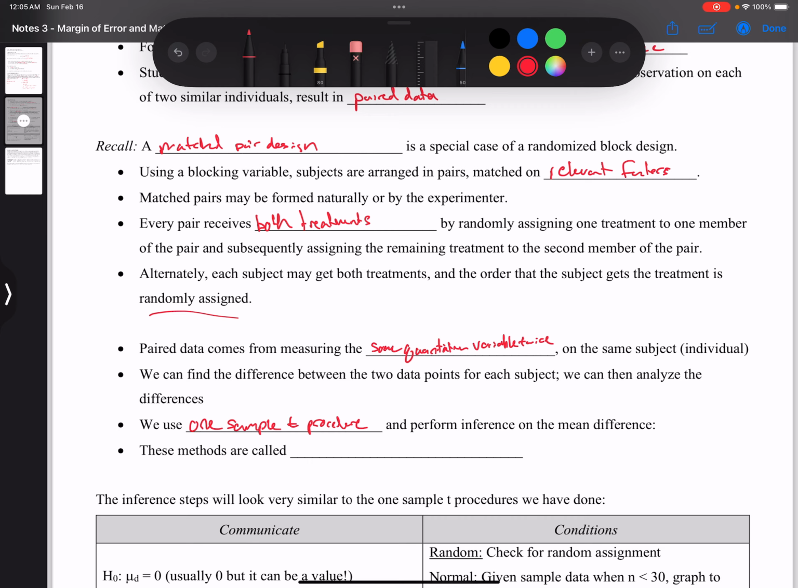Okay. But I know you're thinking, okay, well, we've got two samples, though. We've got the two individuals, or we've got the same individual getting the two different treatments. So why is this a one sample T procedure? Well, it's because we're not looking at both samples individually, okay? We are looking at the difference in the samples. So ultimately, we still end up with one sample. It's the difference, okay, the mean difference of our group. And this method is called the matched pair procedure.